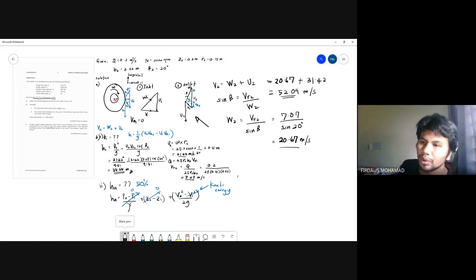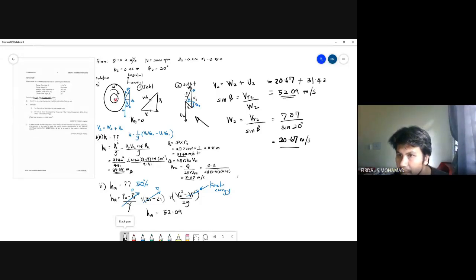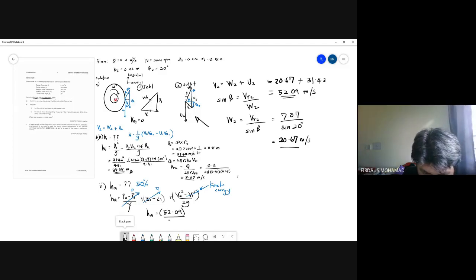So this is V2, 52.09 meter per second. Okay, so now to find the H, V2, which is 52.09 square bahagi dengan 2G kali dengan 50%, 0.5. So you akan dapat berapa?